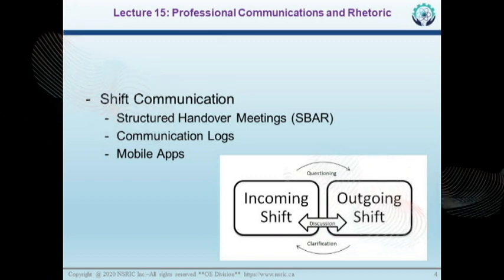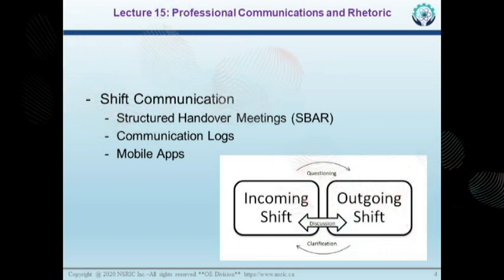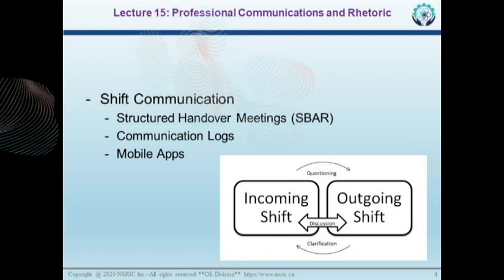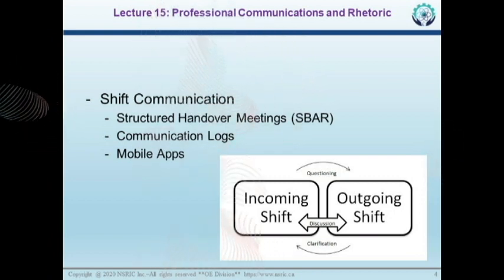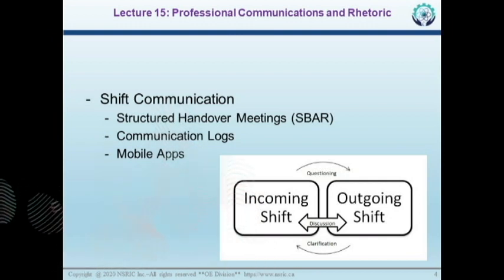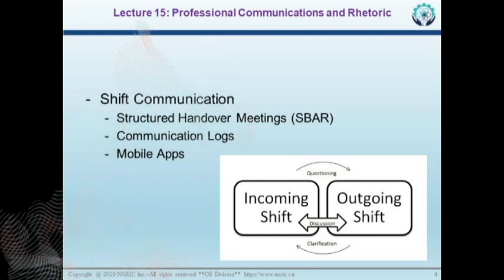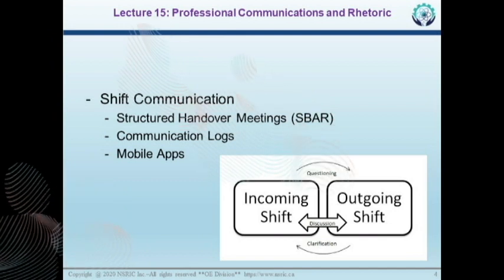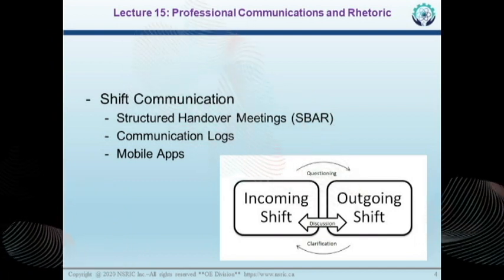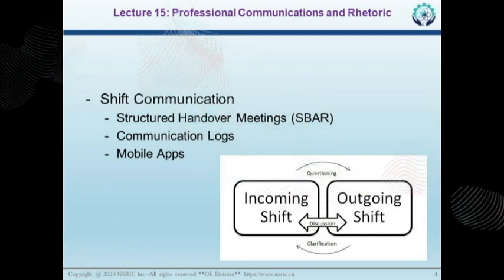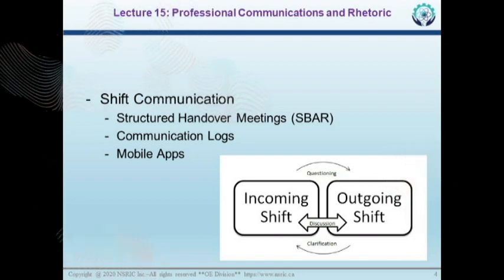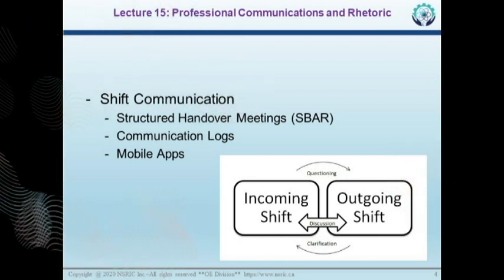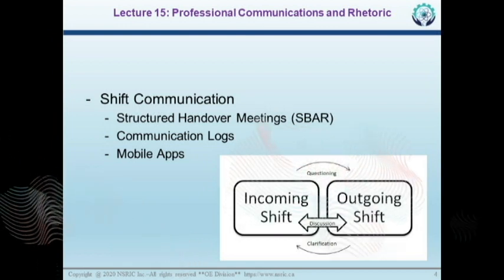There are also some mobile apps that can be used. Some social and community service organizations use mobile applications to facilitate this shift communication. Now, these obviously need to be secure and confidential, but they can be very useful for communicating among staff. These apps allow staff to share important updates and information in real time, which can help to ensure that all members of the care team are on the same page regarding client needs and goals.